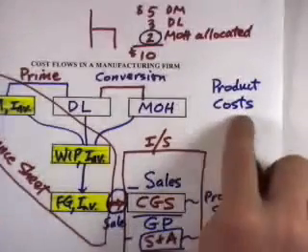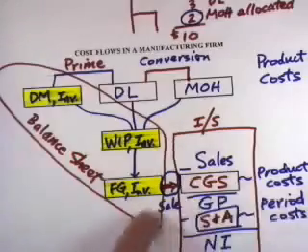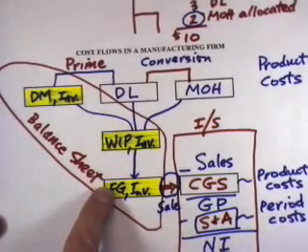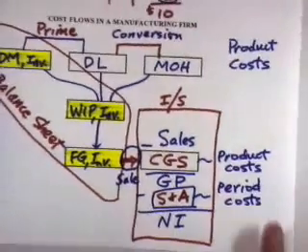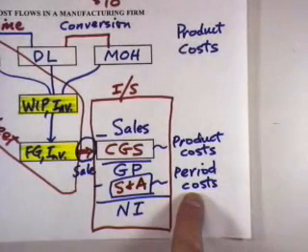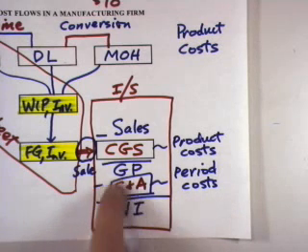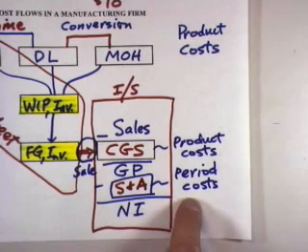Sometimes product costs are referred to as inventoriable costs because they reside in the inventory accounts before they get to the income statement. They're also called manufacturing costs. And the converse is true for period costs. They are sometimes referred to as non-inventoriable costs because they never reside in the inventory accounts. They go straight to the expense account on the income statement. They're also called non-manufacturing costs.